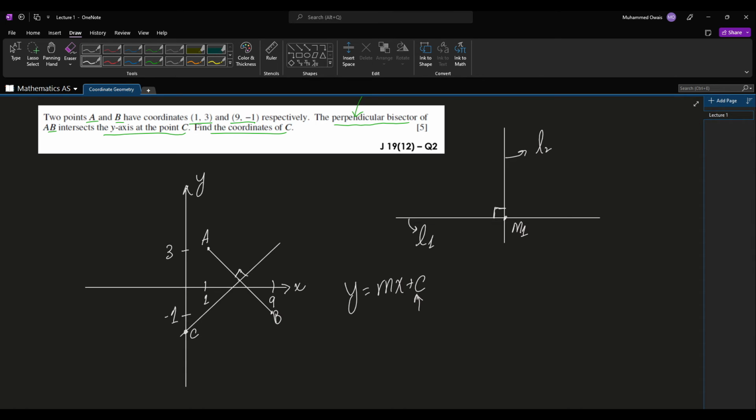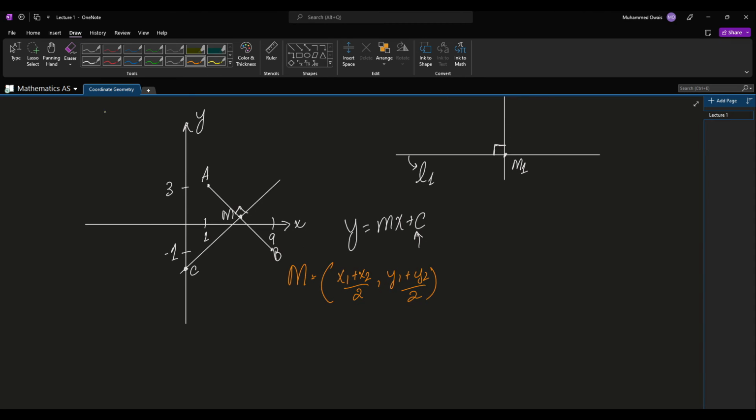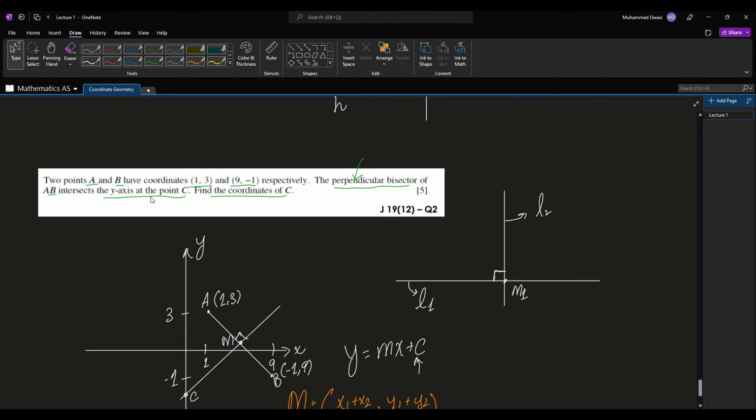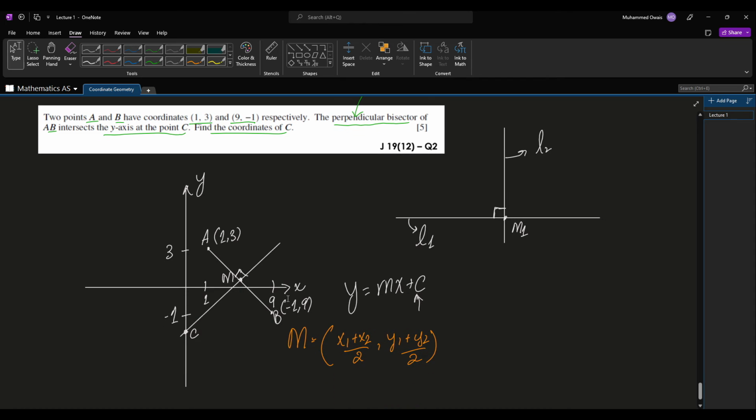So then let's find the midpoint. Why are we finding the midpoint? Because it told us that it is the perpendicular bisector. So let's find the midpoint. As we remember, the midpoint formula is x1 plus x2 over 2, y1 plus y2 over 2. We have all of it. The coordinates of A are 1, 3. Coordinates of B are 9, -1. See here. Oh, 9, -1. My bad, I'm so sorry. It is 9, -1.